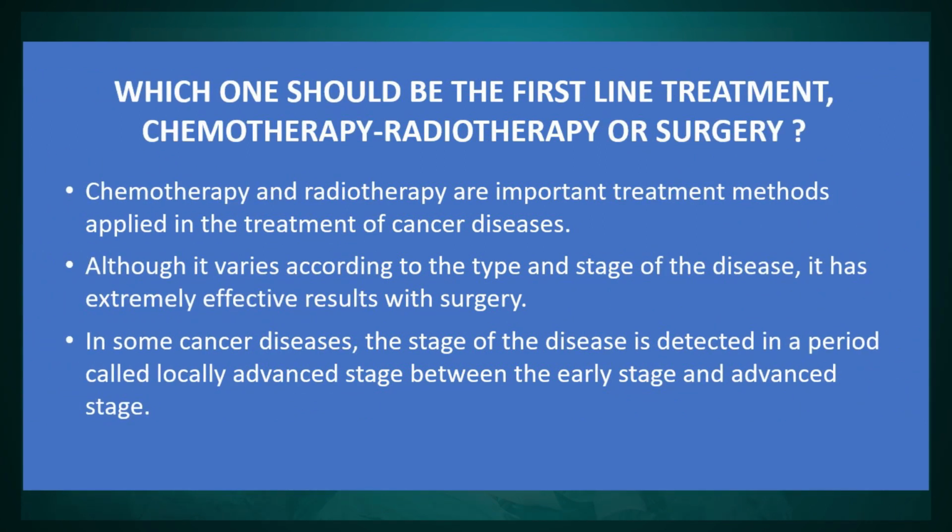Which one should be the first-line treatment: chemotherapy, radiotherapy, or surgery? Chemotherapy and radiotherapy are important treatment methods applied in the treatment of cancer diseases. Although it varies according to the type and stage of the disease, they have extremely effective results together with surgery. In some cancer diseases, the stage of the disease is detected in a period called the locally advanced stage, between the early stage and advanced stage.